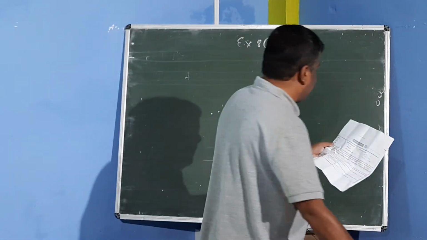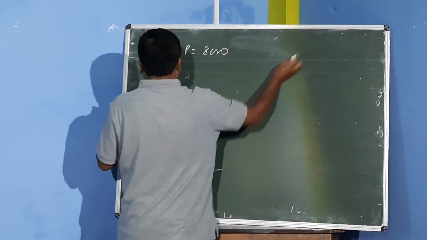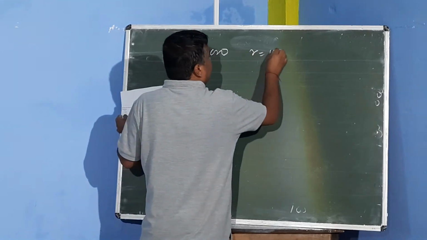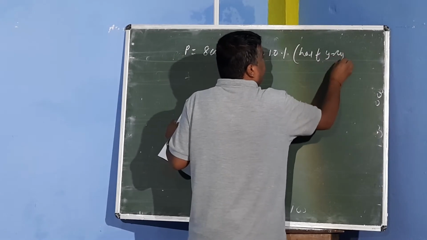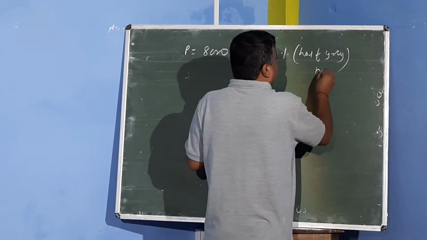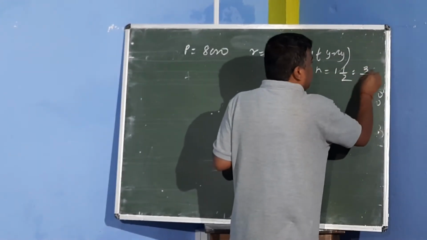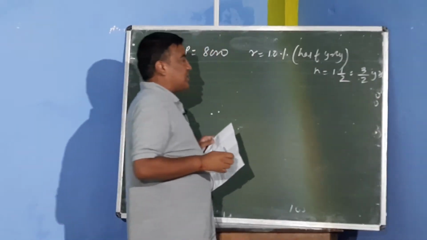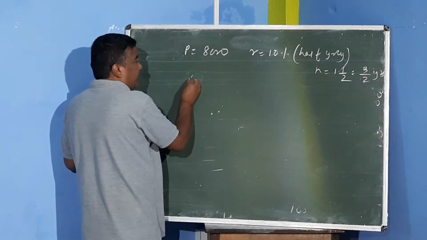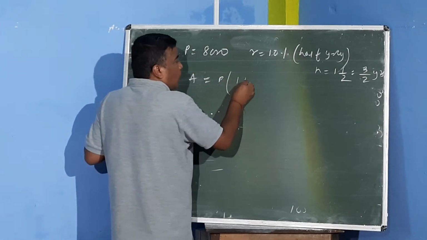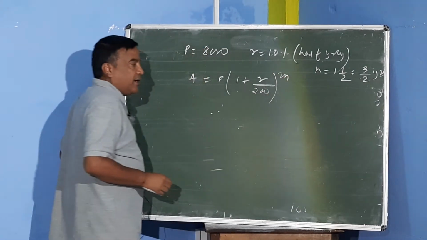When compound interest is half yearly, principal is 8000, rate 10%, it is written half yearly, and n equals 1 whole 1 by 2 years, which means 2 ones are 2 plus 1 means 3 by 2 years. Now this time you have to know the formula for half yearly. What is the formula? A equals P (1 plus R by 200) to the power 2n, and you simply put the values.